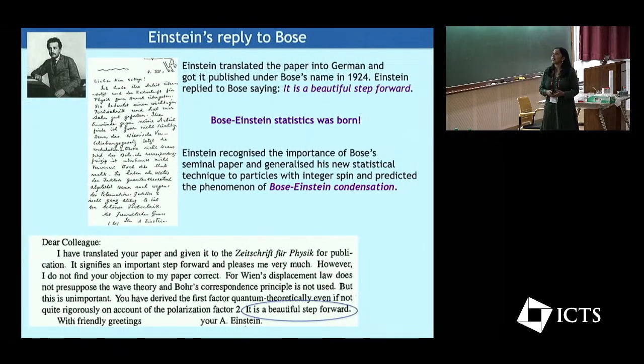So Einstein translated the seminal paper into German and got it published under Bose's name in 1924. And this year is the 100 years of that great seminal paper. And Einstein replied to Bose saying, "It is a beautiful step forward." And thus a new Bose-Einstein statistics was born. Einstein recognized the importance of Bose's seminal paper and generalized his new statistical technique to particles with integer spin and predicted the phenomenon of Bose-Einstein condensation.